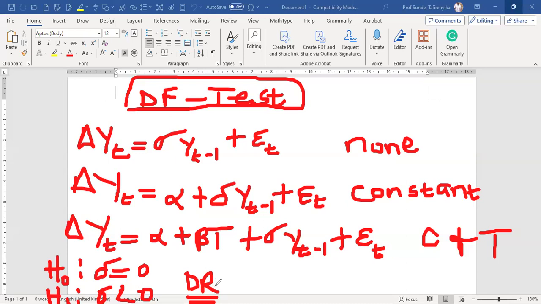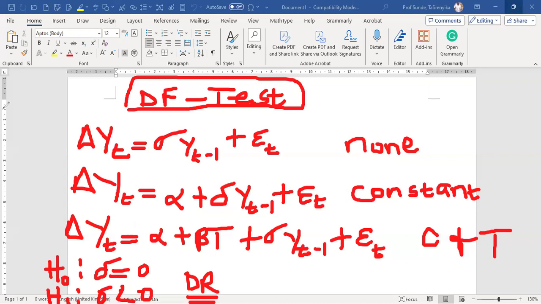Then the other thing that I can say is if the calculated test statistic is more negative than the critical values, then the variable is stationary. That is another way of putting it. And we also wrote these hypotheses in words.